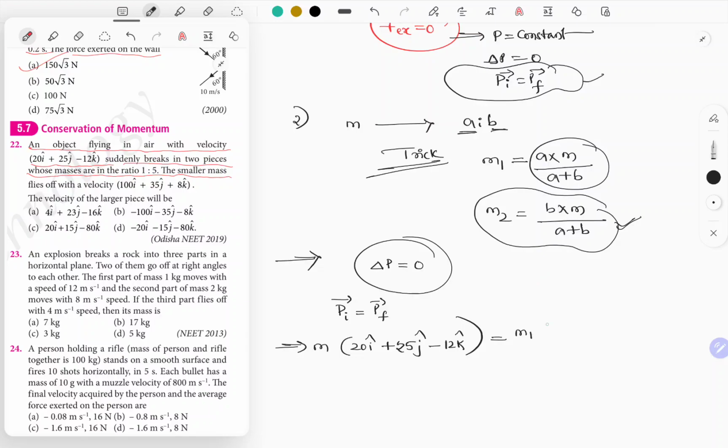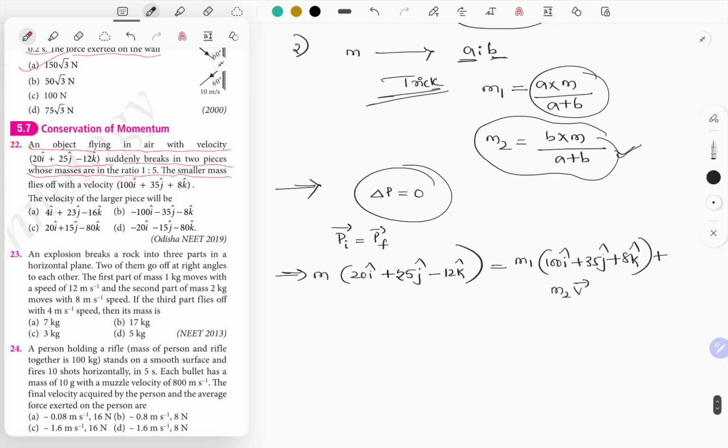the final momentum. The particle is divided into 2 particles. m1 times the velocity of the particle, 100 i cap plus 35 j cap plus 8 k cap, is the final momentum of the first smaller particle. What about the momentum of the larger particle? It is m2 times v, which we don't know. Let's say that is represented as v bar. We have to find v bar.